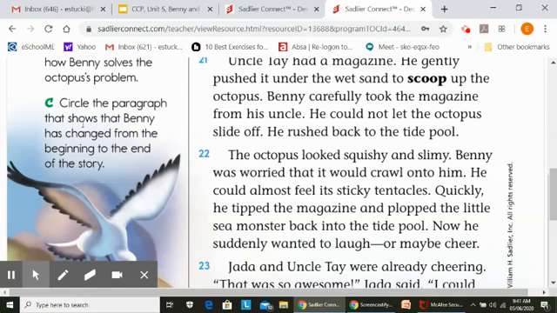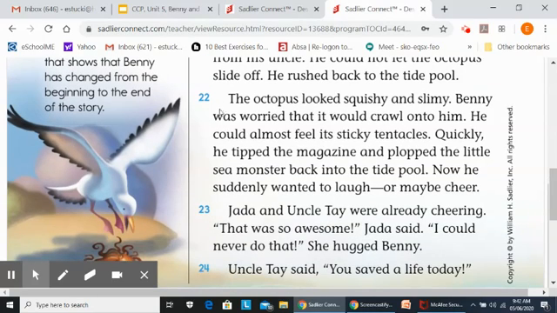Circle the paragraph that shows that Benny was changed from the beginning to the end of the story. At first, he wouldn't even come close to the tide pool. He was really not a happy chappy to be close to the tide pool. He did not like that. But now, since the problem came and he realized the octopus was in more danger than he was around the pool, he changed. This is what he does.